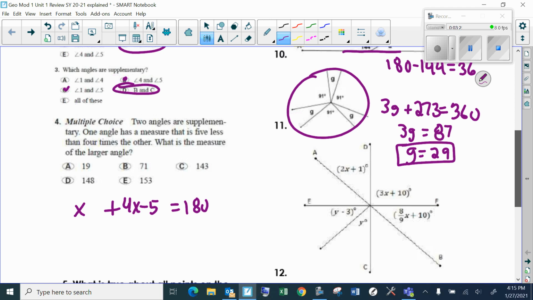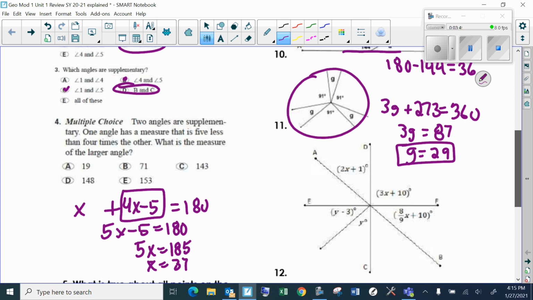What's the measure of the larger angle? Obviously, this is going to be the larger angle. So we're going to find that after you solve for x, you've got to plug it into that larger angle. So we have 5x minus 5 equals 180. Add the 5 across. 5x equals 185. This is all pre-algebra from 7th grade onward. And divide by 5 and you get 37.